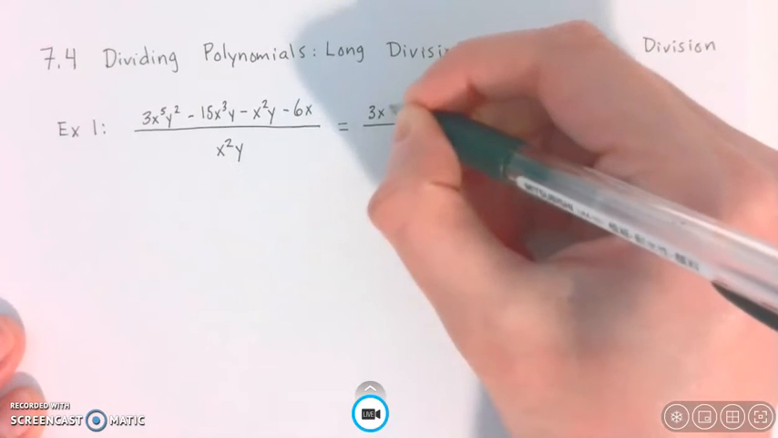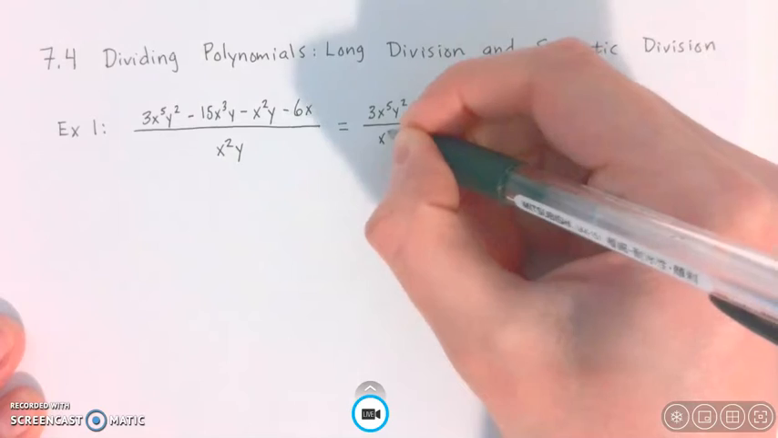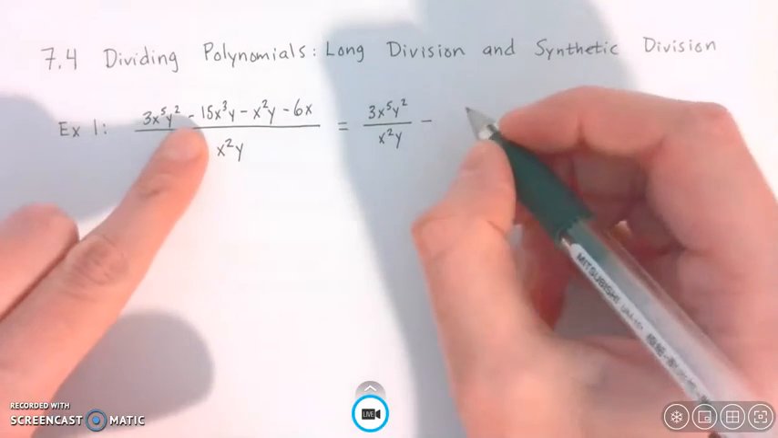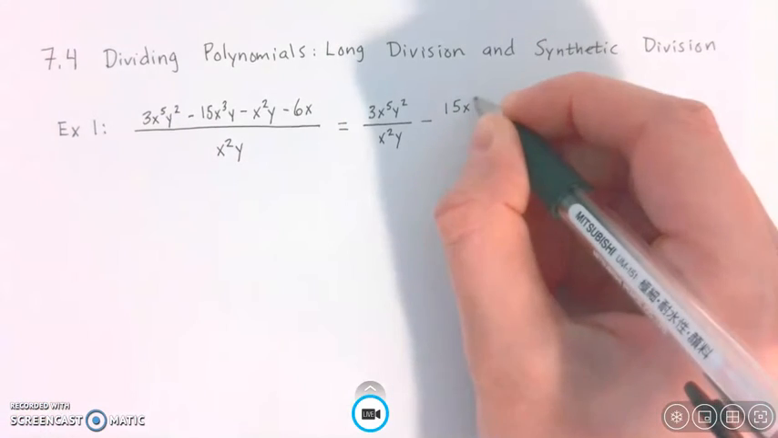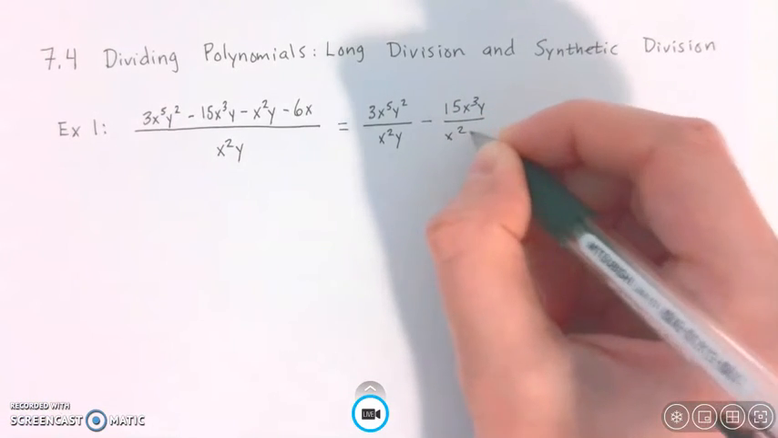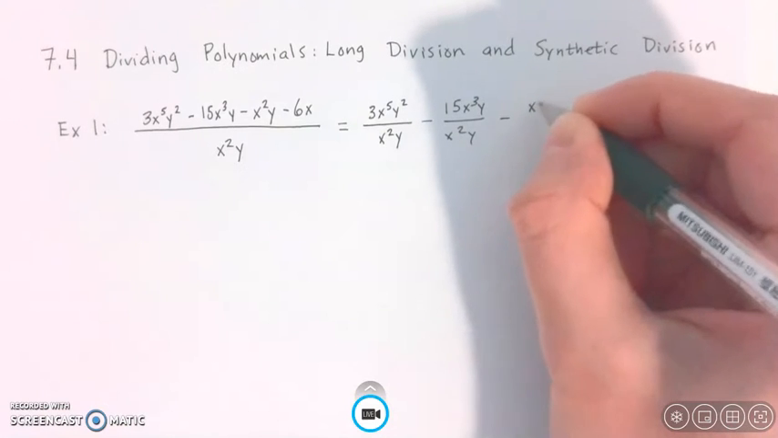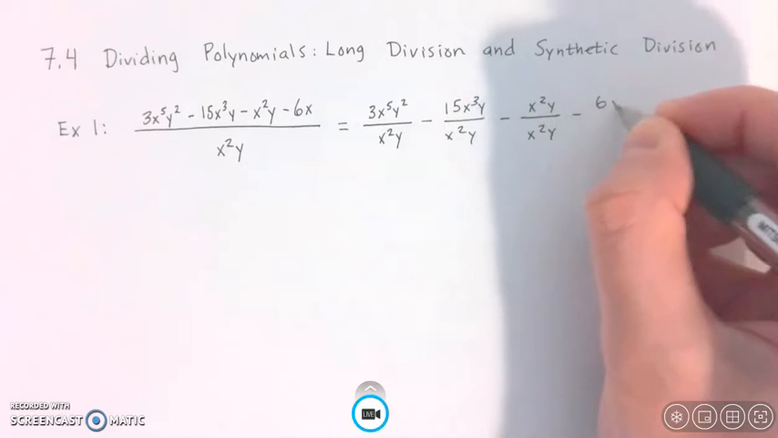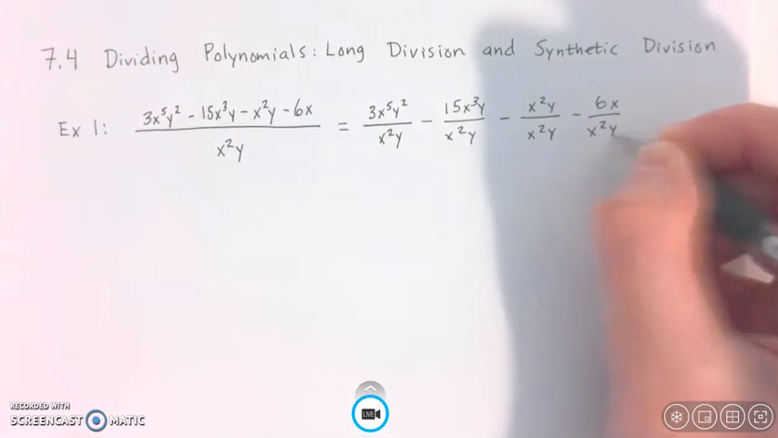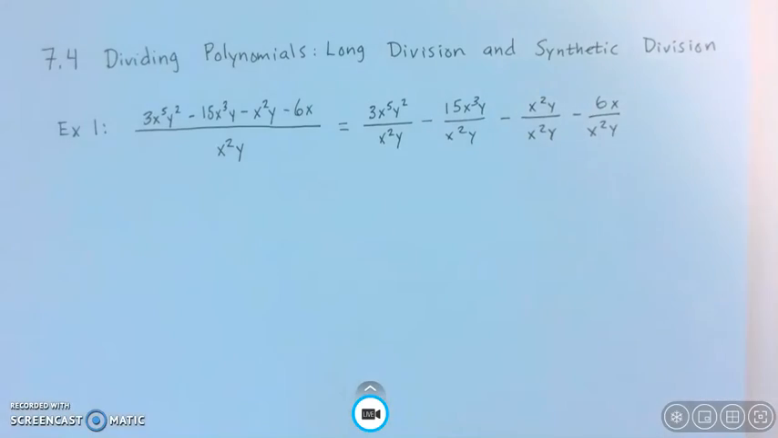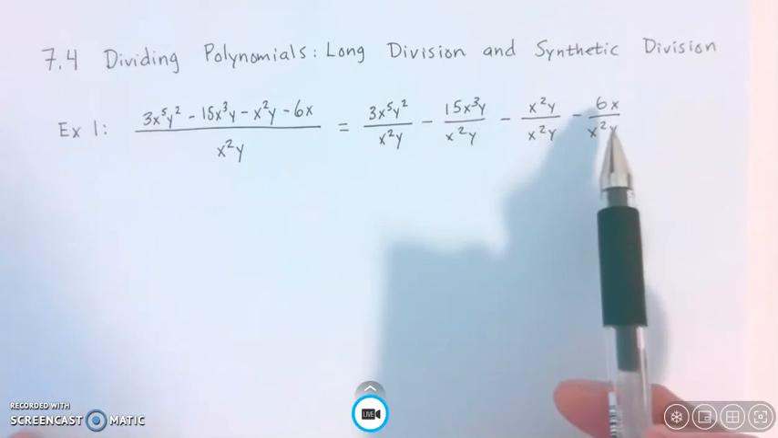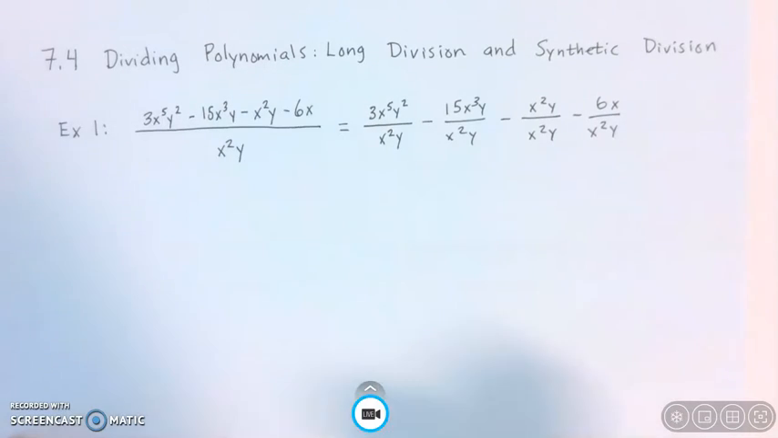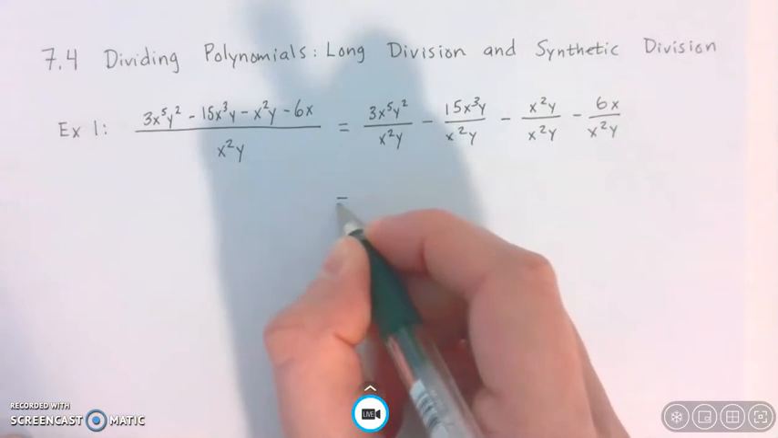So this would be 3x to the fifth y squared all over that denominator. All right, then we have minus, as we have a minus here, 15x cubed y all over that same denominator, minus again, x squared y all over x squared y, minus 6x all over x squared y. So what I did is I basically unsimplified it. And when we divide, you don't actually need to write it out like this, but you do need to think this way. Every single term in the numerator needs to be divided by that denominator. So let's go ahead and take a look at what that would look like.